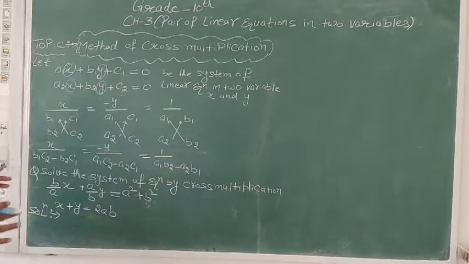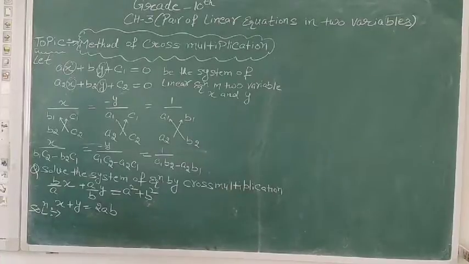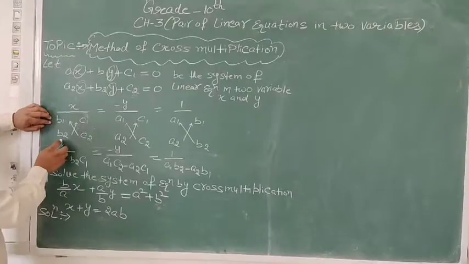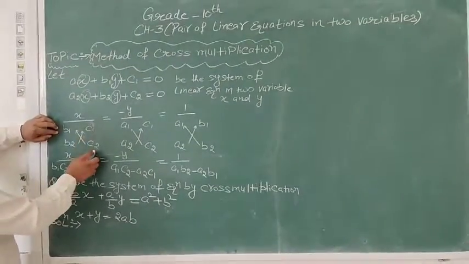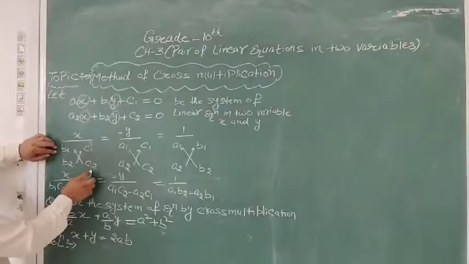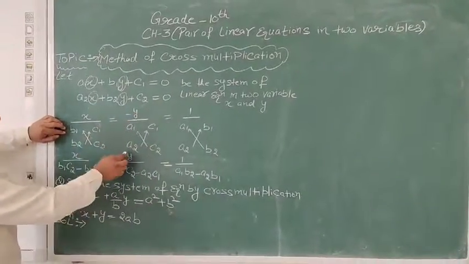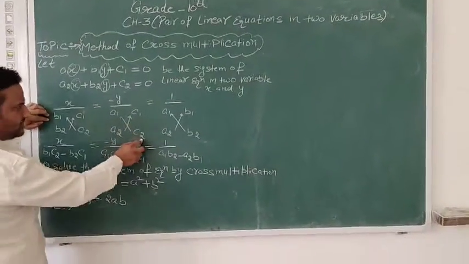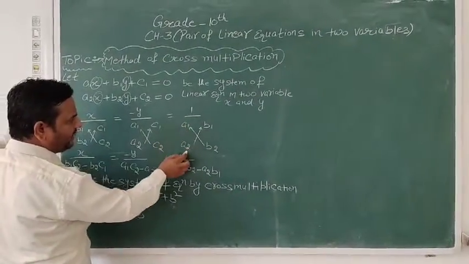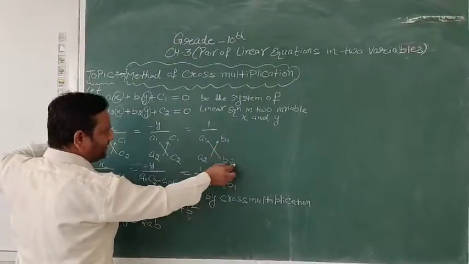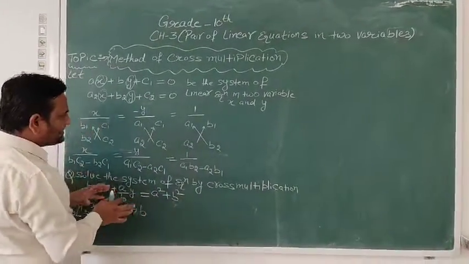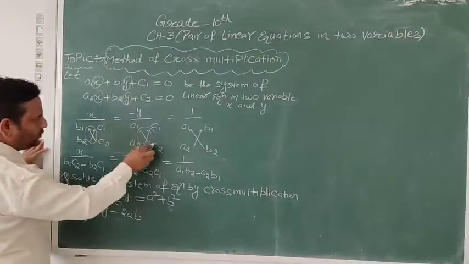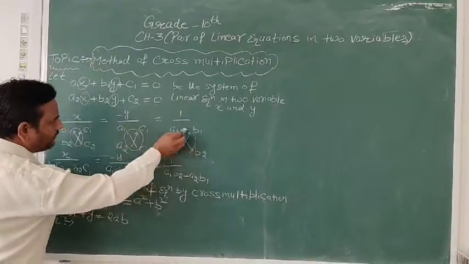Then the formula that we have to learn is x divided by b1 b2, that is the coefficients of y, c1 c2, that is the constant terms, is equal to minus y upon a1 a2, coefficients of x, c1 c2 constant terms, is further equal to 1 upon a1 a2 coefficients of x, b1 b2 coefficients of y. And students, in between these three, everywhere we have to cross multiply.